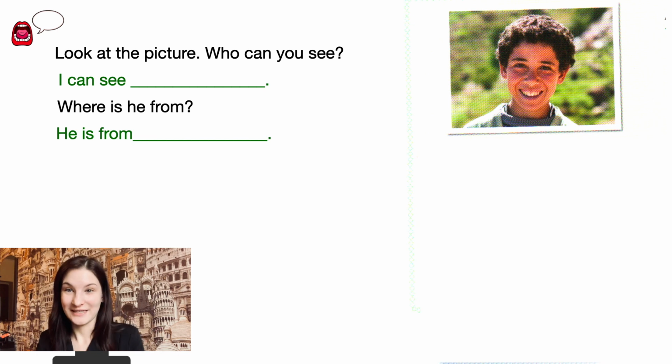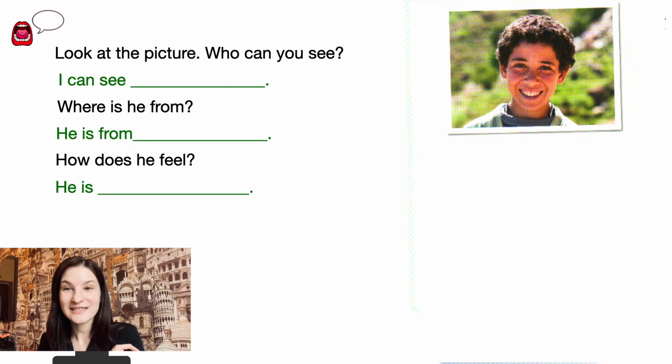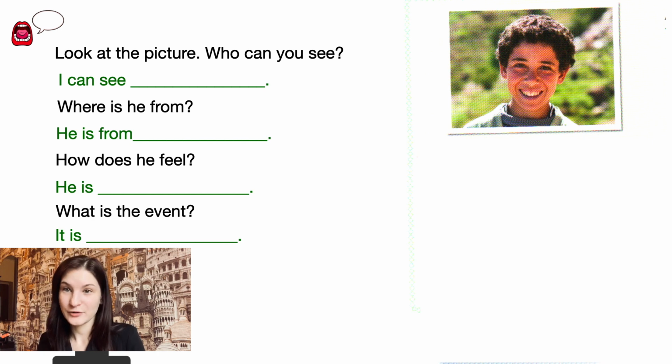So look at his face now. What is he doing? Great, he's smiling. So how does he feel? Is he excited? Is he bored? Is he angry? And the last question. What is the event? What do you think? What is the text about? Is it about his birthday party? Is it about a carnival? So what is the event? What do you think? Great, now we can read and find out.